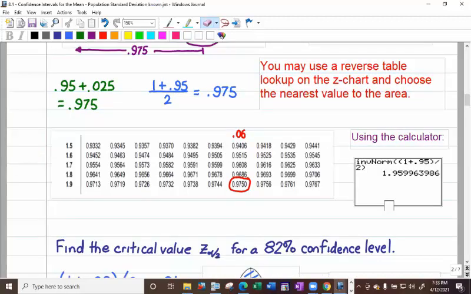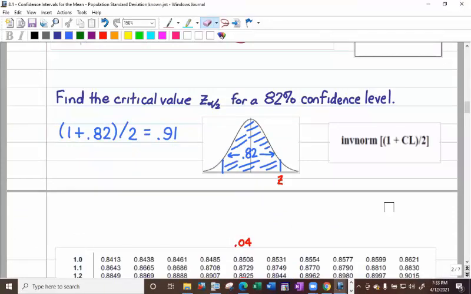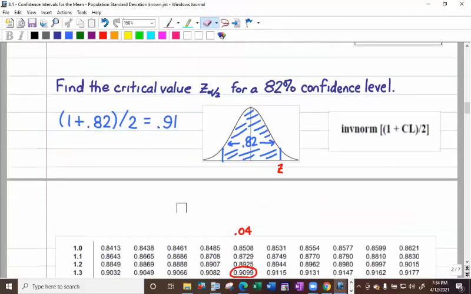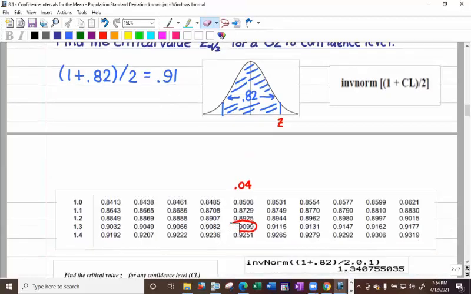I'll do this one in the calculator. I tend to ask one of these on a test too. What's the critical value? Just make up some random percentage, 82%. All you've got to do is the inverse norm of 1 plus 0.82 divided by 2, which is 0.91. So I'm showing you 0.82 in the middle and then 0.09 at each end. If you were using the chart, you would look for the closest one to 0.91 and you get 1.34.